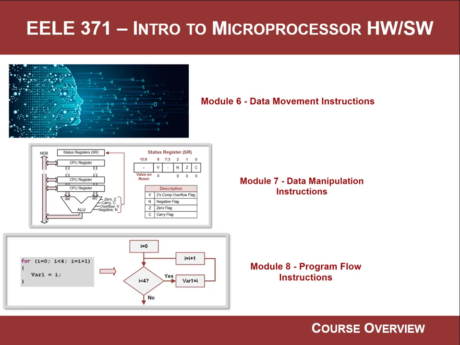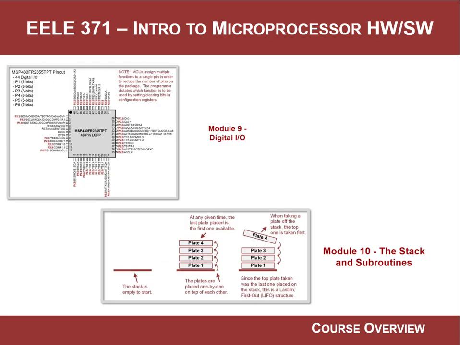Then we move to data manipulation instructions. This is where you're going to alter data. So maybe you add 2 pieces of data together, maybe you subtract them, maybe you AND them, maybe you clear a bit. And then finally, we do program flow instructions. This is where we're executing instruction after instruction, and then maybe we want to jump over an instruction. So we hop over an instruction to selectively execute.